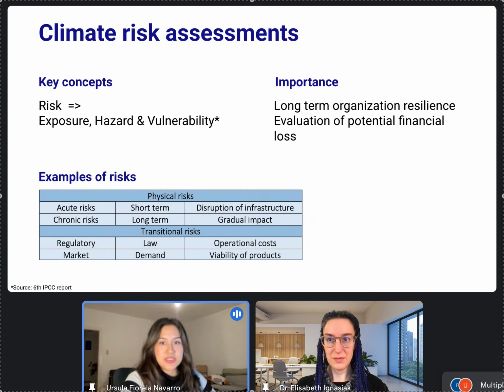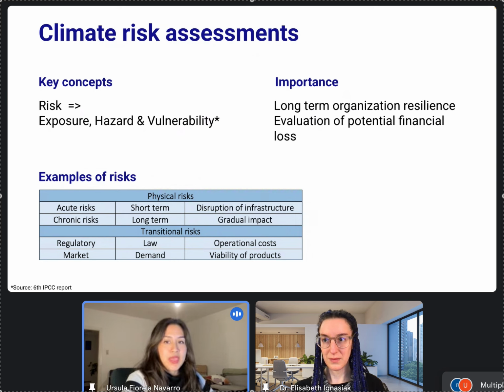Then we go to hazards, which is basically a potential source of harm. Examples we will look at later, but just to mention a few would be extreme weather events or sea level rise. And when we're talking about vulnerability, it is basically the propensity or predisposition to be adversely affected. And why it's important to measure in a climate risk assessment is basically because in this way we can see a potential financial loss due to climate change, and we can improve our resilience as a company.